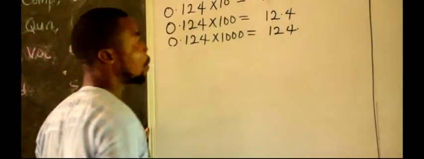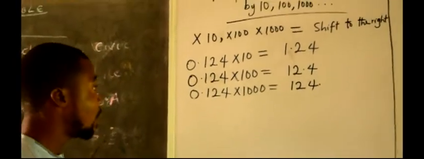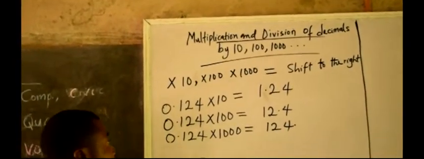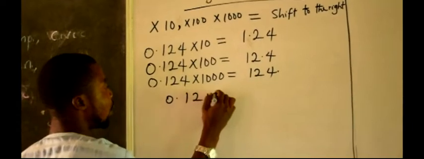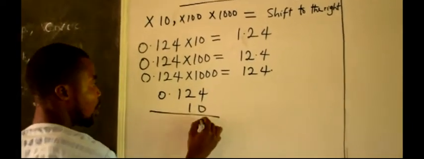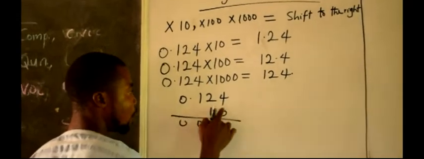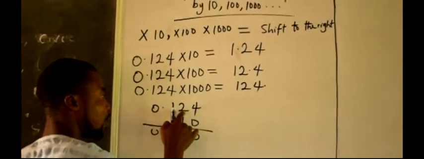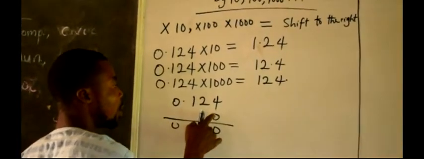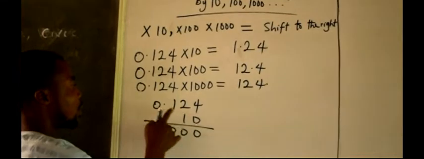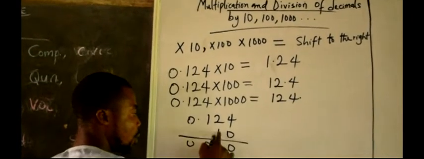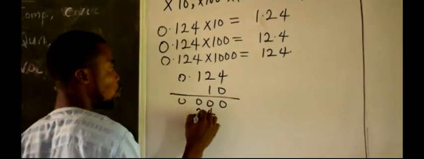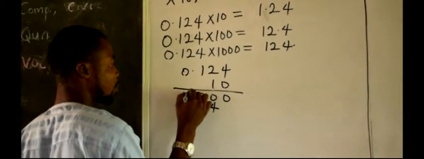So now these are your final answers. You can confirm by multiplying. Let me multiply this: 0.124 times 10. 0 times 4 is 0, 0 times 2 is 0, 0 times 1 is 0, 0 times 0 is 0. Then 1 times 4 is 4, 1 times 1 is 1, 1 times 0 is 0.